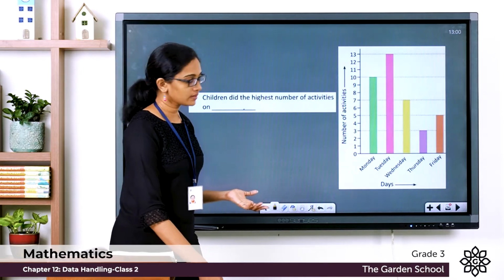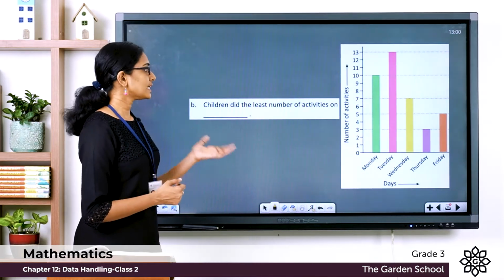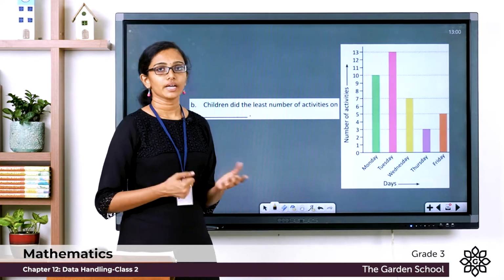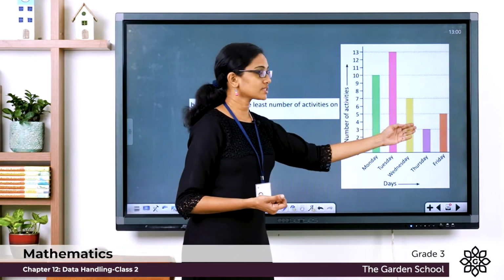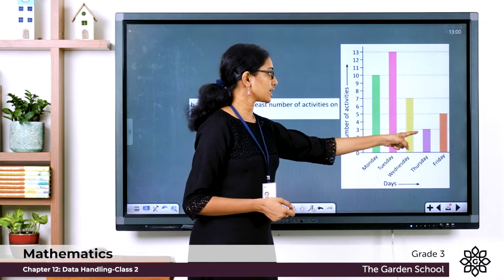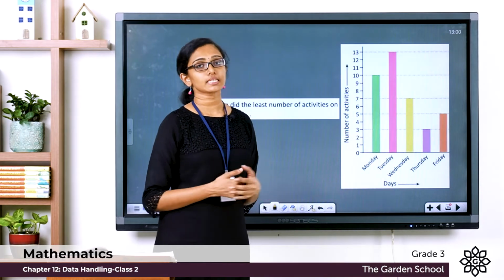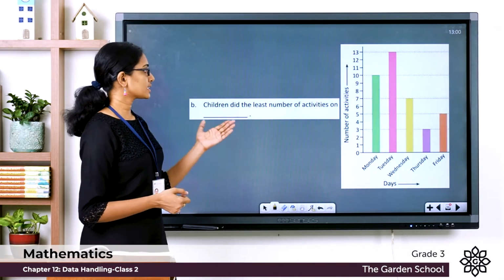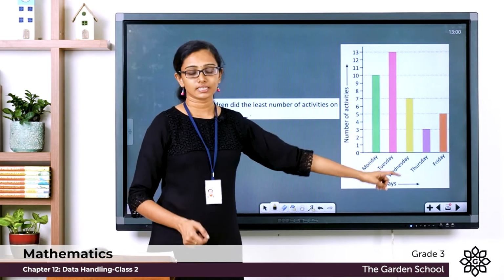So let's see the next one. Children did the least number of activities on. It will be represented by the shortest rectangular bar in the bar graph. So that is the one corresponding to Thursday, and on Thursday children did only 3 activities. So children did the least number of activities on Thursday.